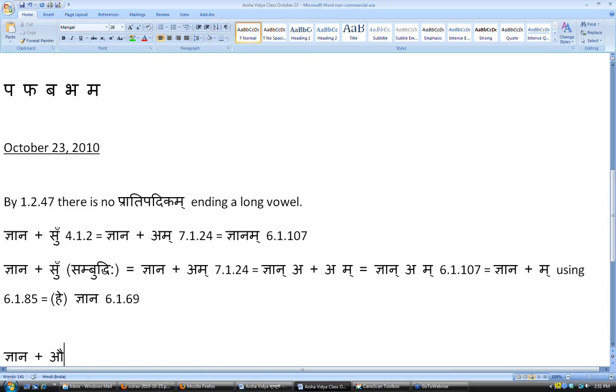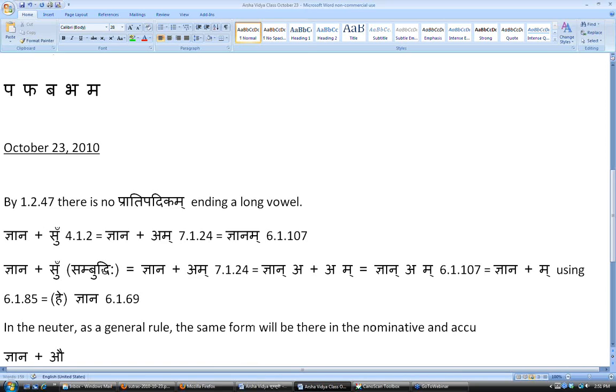So maybe I can put this comment over here, very helpful going forward: that in the neuter form, as a general rule, the same form will be there in the nominative and accusative case. Okay, now why is that?